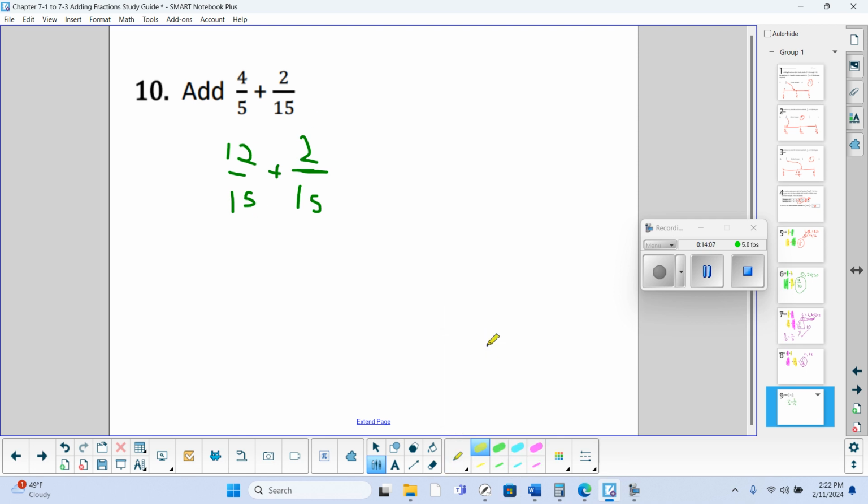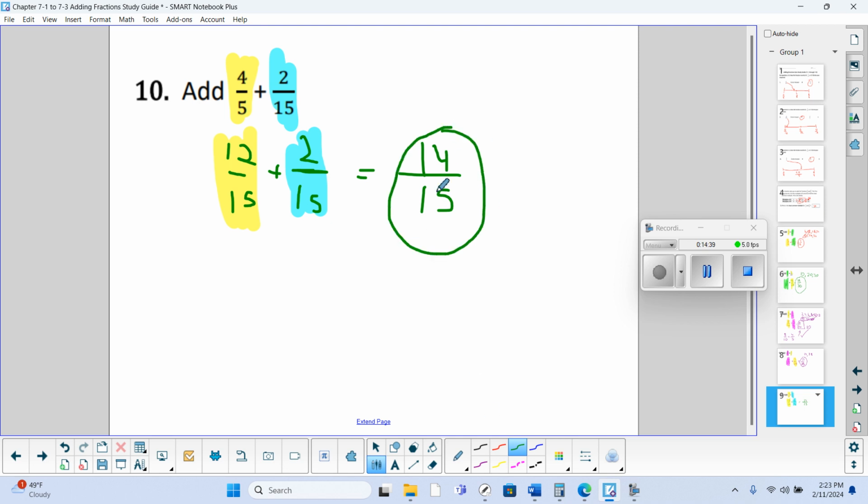Before I add them, let's just remind you, 4/5 is equal to, it's an equivalent fraction to 12/15, just like 2/15 is equal to itself, 2/15. So now we have groups of 15ths that we can add. That's why our common denominator stays 15. So 12/15 plus 2/15 is 14/15, and that's our final answer. I know I spent a long time going through this, but hopefully by going through it slowly, it'll help you out.